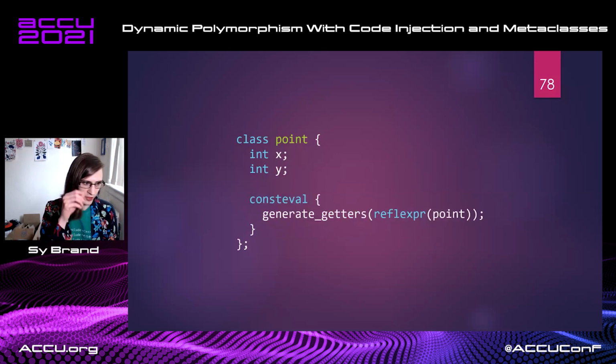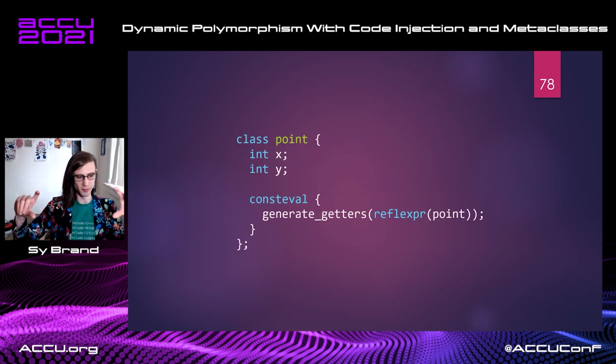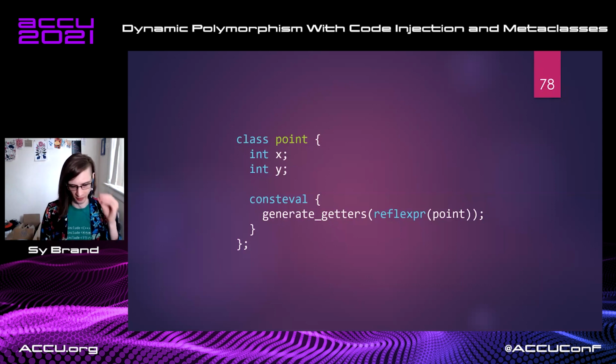Now, one thing to note, this consteval block says, run this code, which is in this block, at compile time. It's not constexpr, it's consteval, because it definitely is at compile time. And then this generate getters function is something we're going to write ourselves. So I'll show you what this is going to look like.